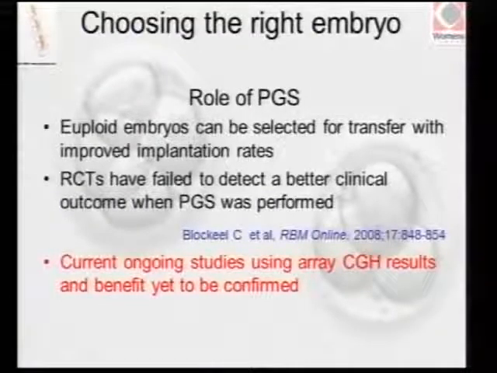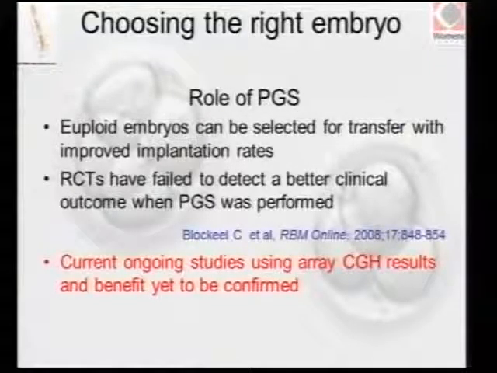Choosing the right gamete is the first one, choosing the right embryo is the next big step, and the role of PGS comes into play. Because euploid embryos can be selected for transfer with improved implantation rates. These are chromosomally normal embryos. You make sure that the ploidy is normal for these embryos.